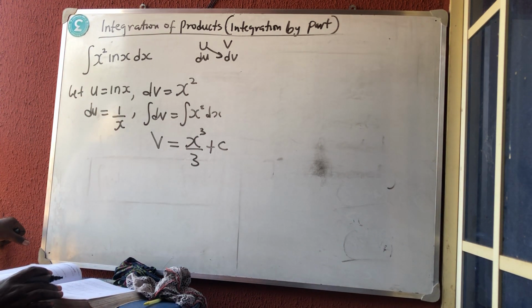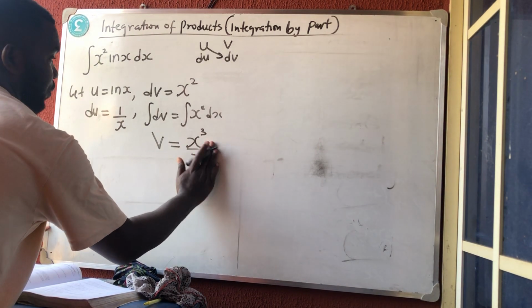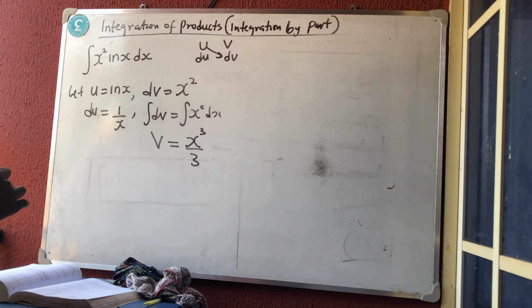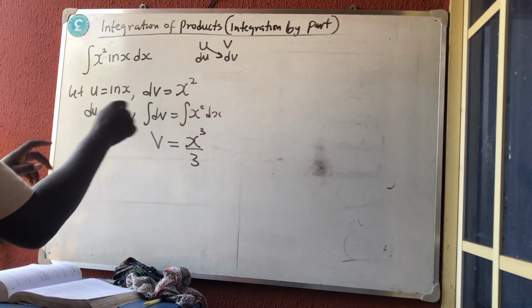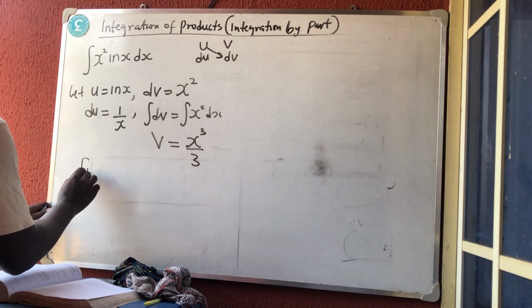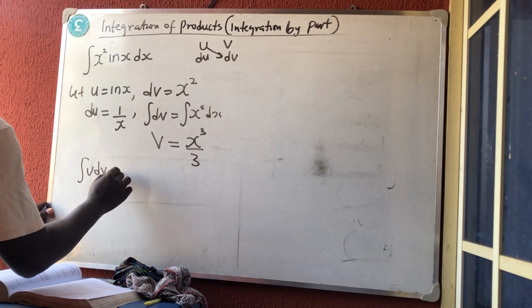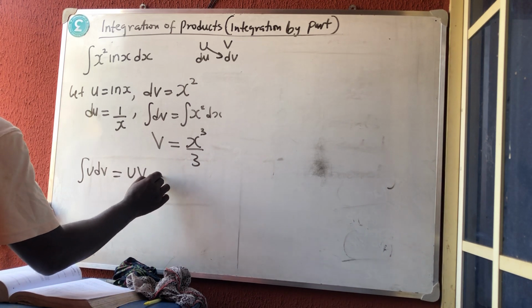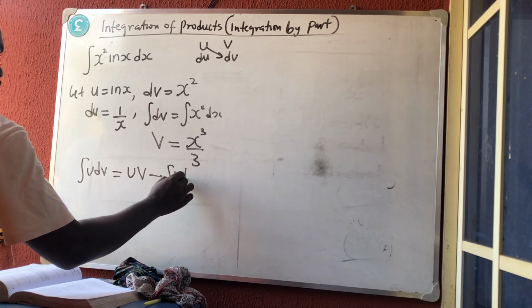Okay, but here we will not put plus a constant, because that is not the last thing we are going to do. So let's just use this. I will now write out my formula. My formula says the integral of u dv is equal to what? uv minus the integral of v du.